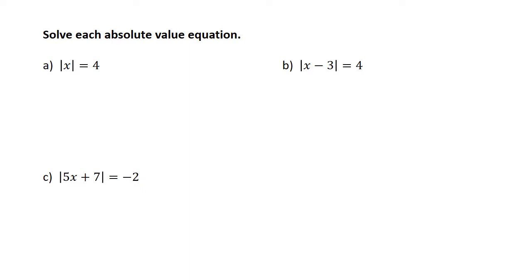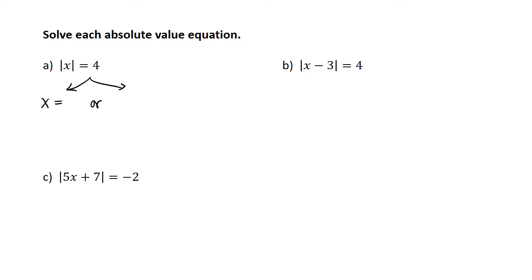So let's use these ideas, these principles, to solve some absolute value equations. We'll start with a simple one. Part A, the absolute value of x is equal to 4. Remember, the absolute value of x is saying that this is the positive distance of 4 from 0 on a number line. We could be either direction from 0. We can be in the positive direction or in the negative direction. So we need to have two possible results.